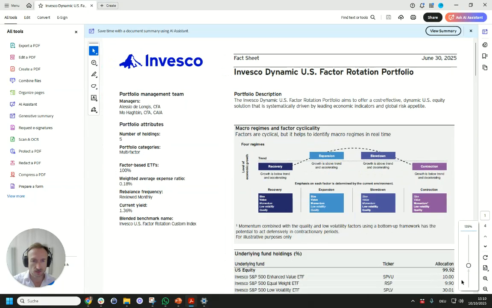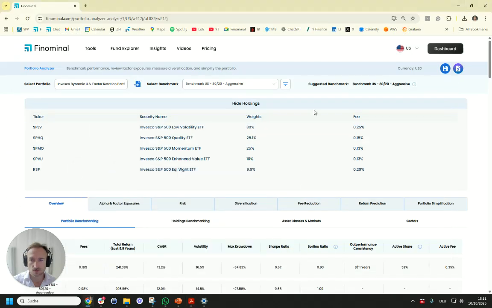And what we can see over here is that they have a perception of the macro environment, which they divide into recovery, expansion, slowdown, and contraction. Then they allocate differently across size, value, momentum, low volatility, and quality, depending on which type of environment we're in. So it's effectively 5 factors, in different combinations. And so let's see how the current portfolio is composed.